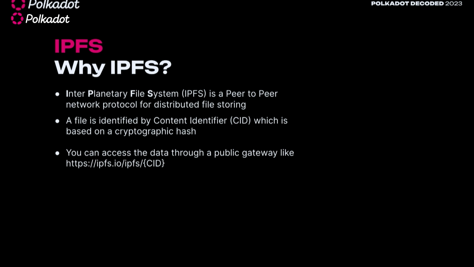But as a user, it's actually quite simple. Because if you put data into IPFS, you will receive a so-called content identifier that uniquely identifies your data. The CID is based on cryptographic hashing. And if you want to access your data, you can simply go to a public gateway, such as ipfs.io/ipfs, put your CID behind the URL, and then you receive your data. We like that. Simple, clean. So we thought, hey, let's use that.